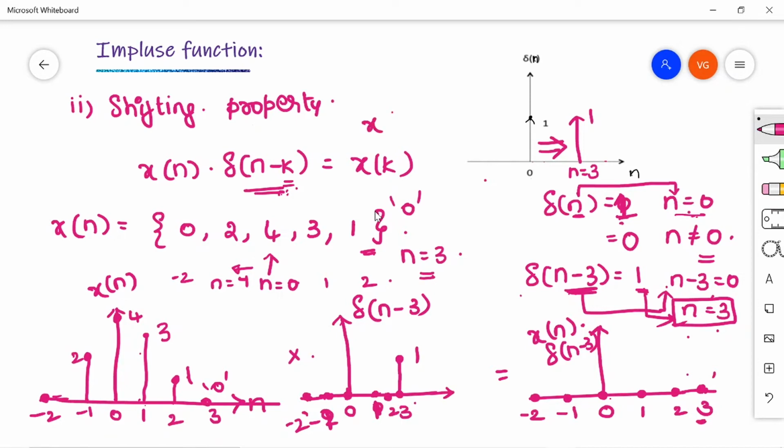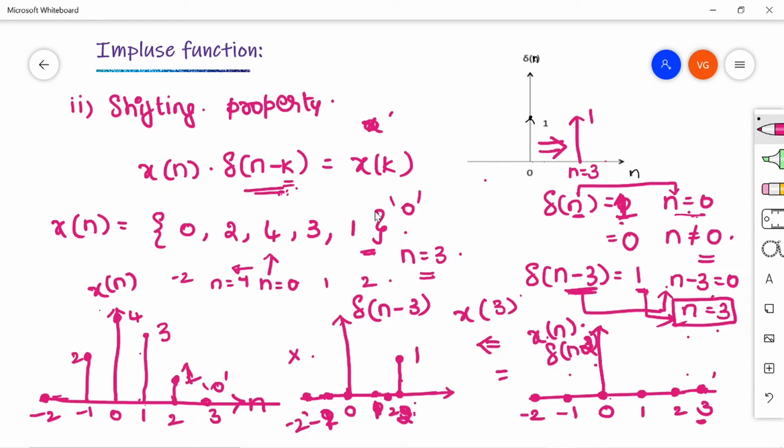Right? If you are multiplying this signal, x of n multiplied by delta of n minus 3, that is nothing but x of 3, which is nothing but 0. Suppose you are multiplying this with delta of n minus 2. What happens here? Instead of 3, you write 2. Now what happens? 1 into 1. That is x of n at n is equal to 2.